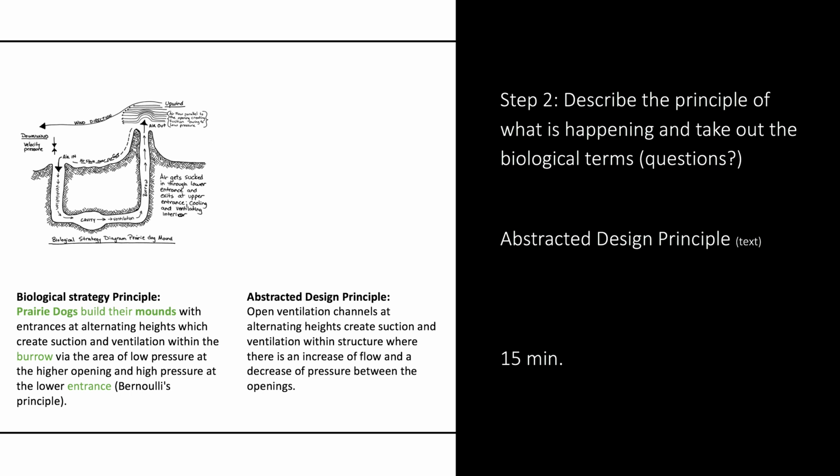And as you can see here, we've taken out all the words that are in green that might allude to biological terms. You want to take all the biology out and just leave the principle there. And this is called the abstracted design principle. And the drawing that goes along with it will be the diagram, but we'll do that in the next step. So again, you stop the video, write your principle out without biology terms in there, and then start the video again. We'll see you in a bit.